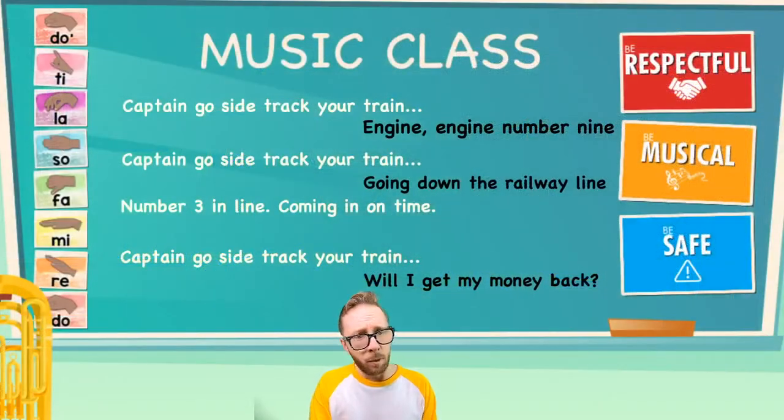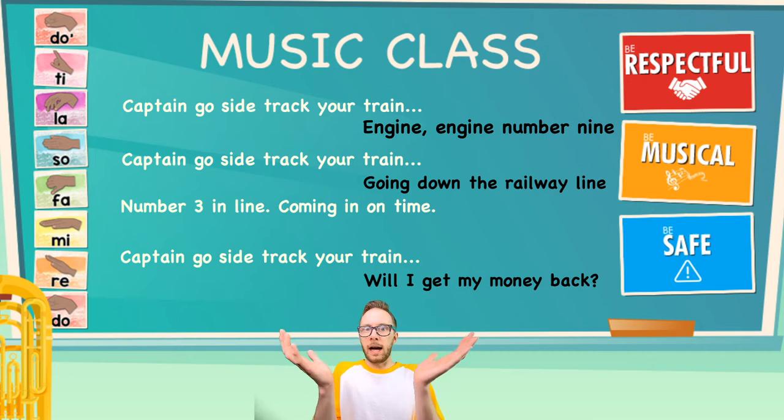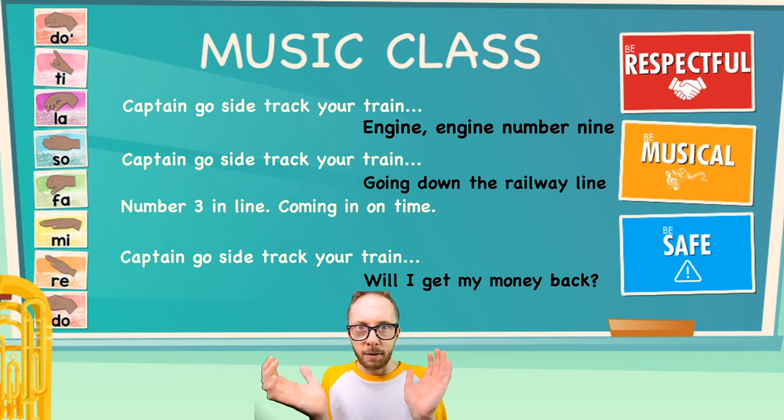And last time what we did is we took that song and combined it with a poem that we used to know back in 1st and 2nd grade called Engine, Engine Number 9. That poem sort of went like this. Engine, engine number 9, going down the railway line. If the train goes off the track, will I get my money back?